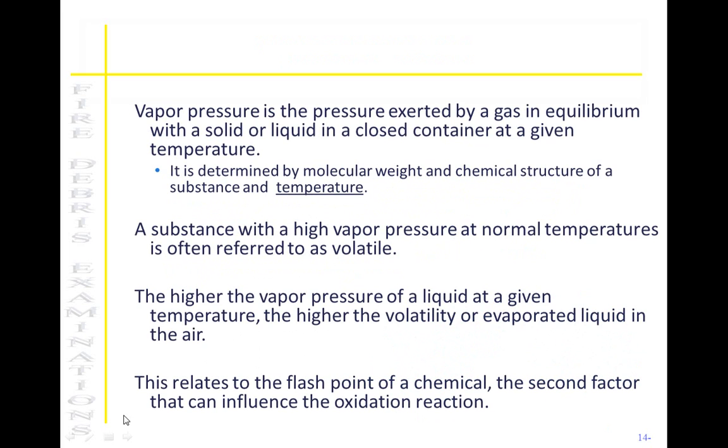Vapor pressure is the pressure exerted by a gas in equilibrium with a solid or liquid in a closed container. A sample that has a very high vapor pressure is going to be referred to as being very, very volatile. The higher the vapor pressure of a liquid at a given temperature, the higher the volatility or evaporated liquid in air. And this relates to the flash point of the chemical.